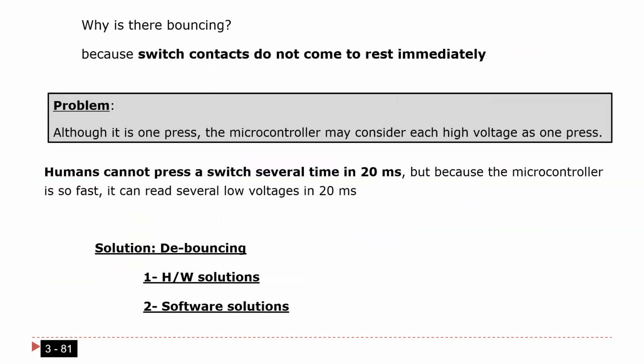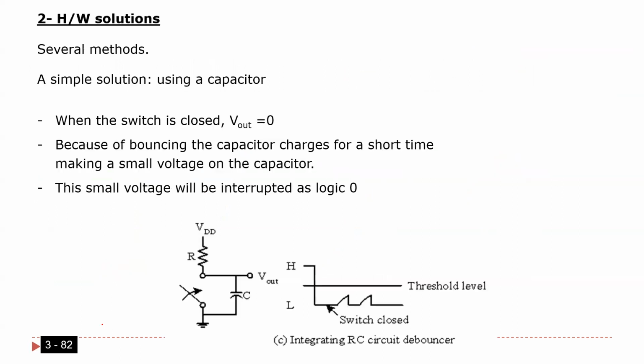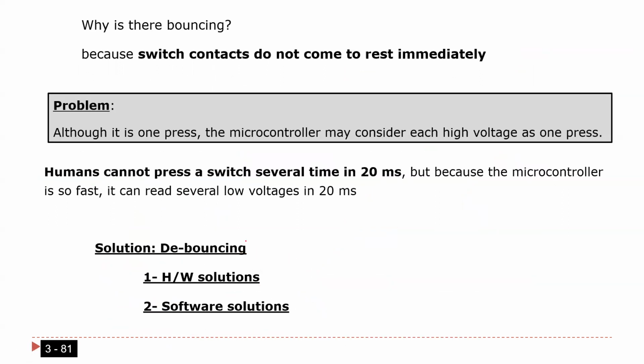Okay, for sure that's a problem, right? Because you press one time, you want to take one action. What's going to happen? The processor is going to take 3, 4 actions. Okay, how can we solve this problem? There are 2 ways to do it. The first solution, we call it hardware solution. There is also a software solution. I'm going to explain both of them. That's what we call debouncing. So you need to solve the bouncing problem by doing debouncing.